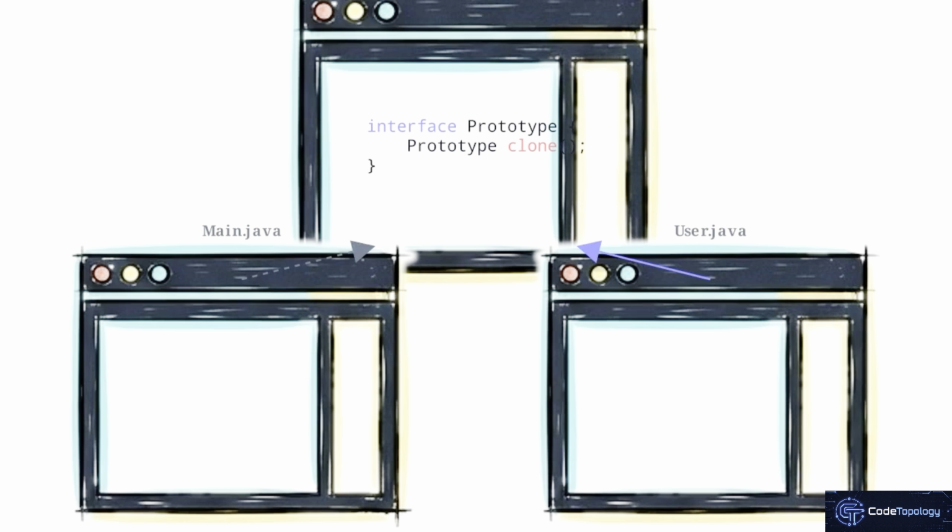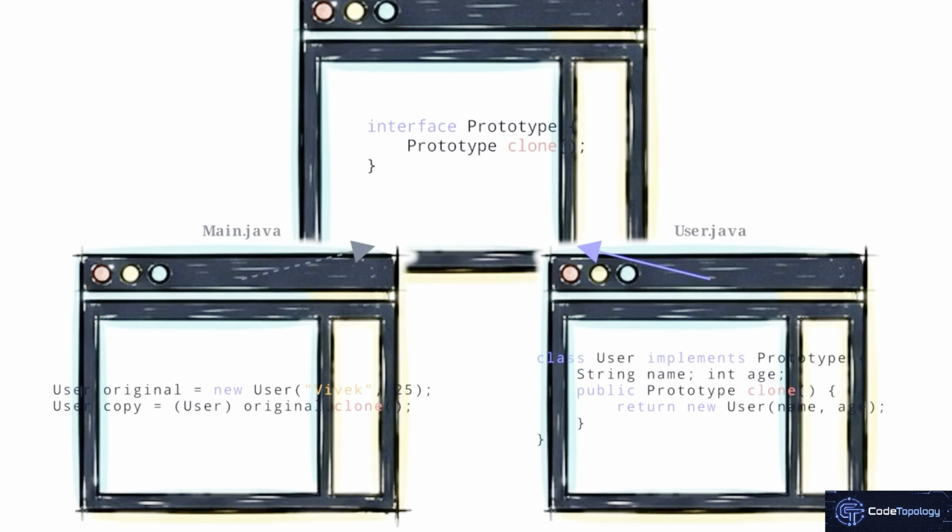Start with the prototype interface, exposing a clone method. The concrete user class overrides clone, returning a new instance. How does the client call this without touching the concrete class? It calls clone via the interface, meaning new variants require 0 client modifications.